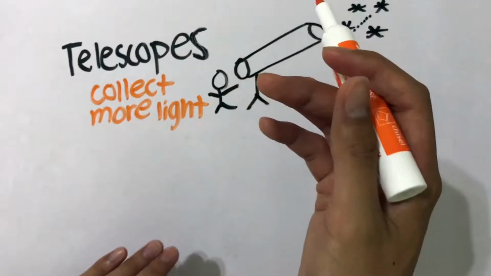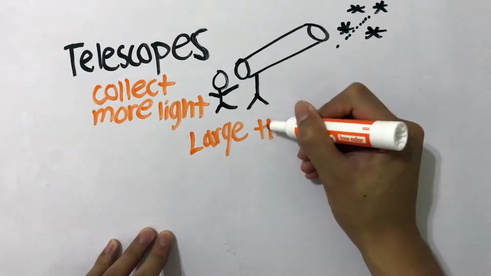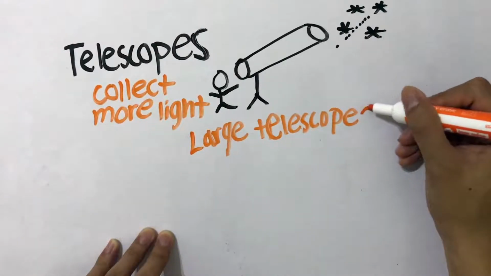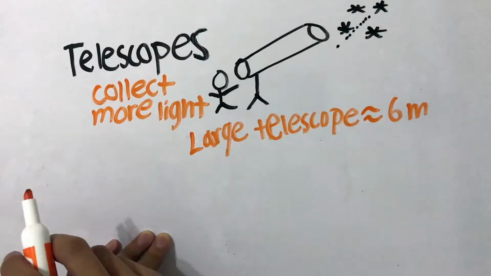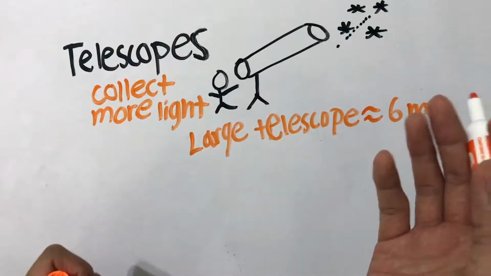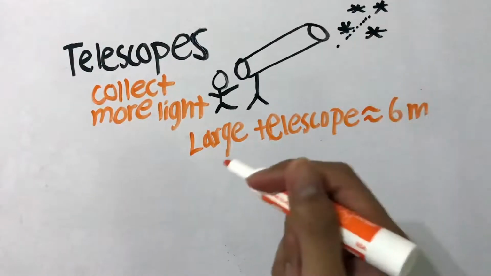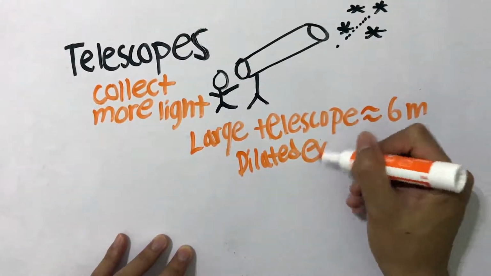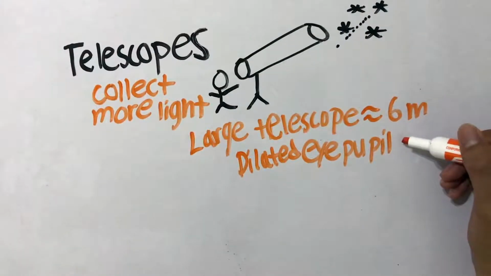And a typical large telescope is approximately 6 meters in diameter. And for a dilated eye pupil, if you see one of those optometrists, they give you an eye drop, they dilate your pupil so your pupil becomes larger during a certain time period, and that gets up to 6 millimeters. In other words, this is the maximum length that pupil can reach.